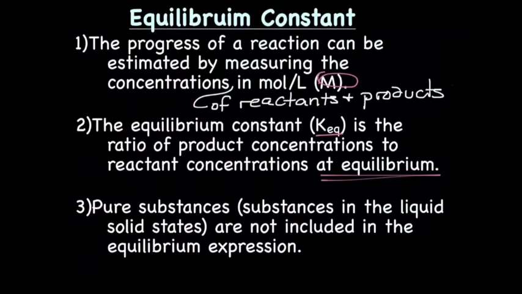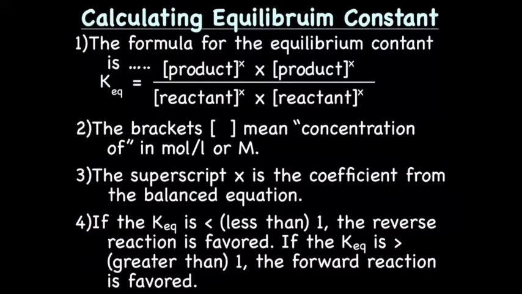So at the point when the forward reaction going from reactant to product is going at the same rate as the reverse reaction going from product to reactant. Pure substances, meaning substances in the liquid or solid states, are not included in the equilibrium expression or formula. All right, let's learn how to calculate the equilibrium constant.